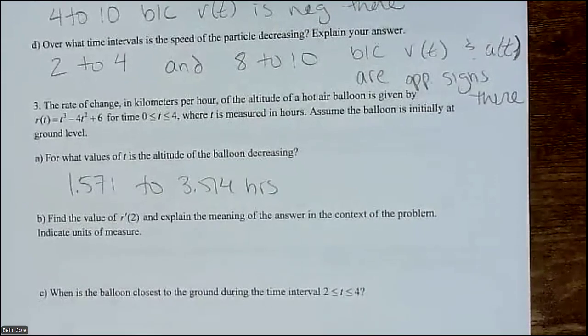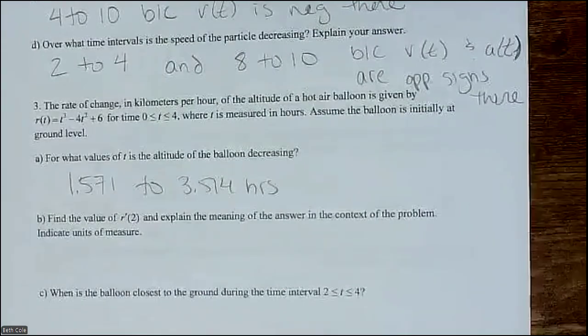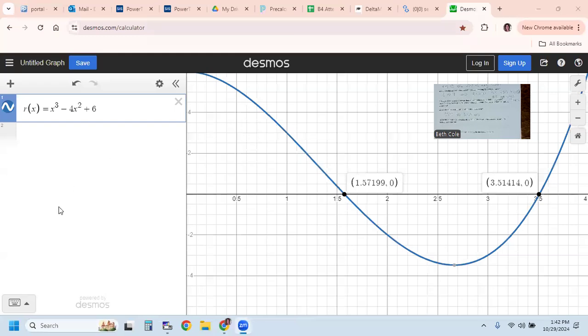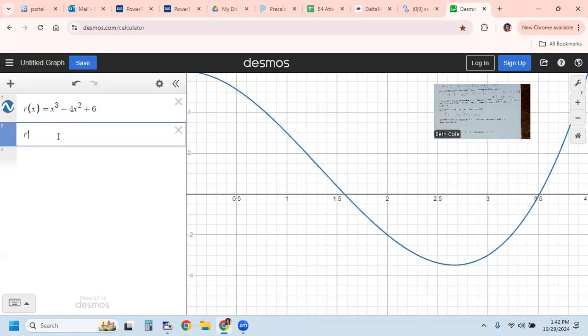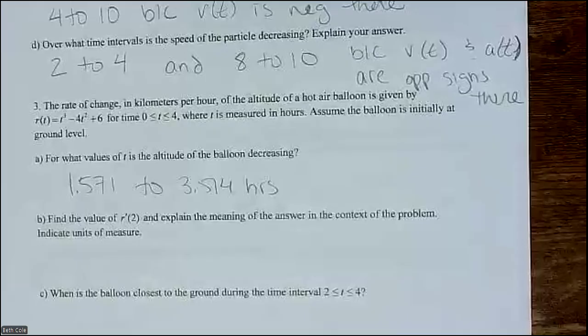All right, letter B. Find r prime of 2. If you missed this on the test, look up here now. I have the function typed in, and I am literally just going to type r prime of 2. Do you see that? -4. Write it on your paper. R prime of 2 equals -4. Just got it from the calculator.